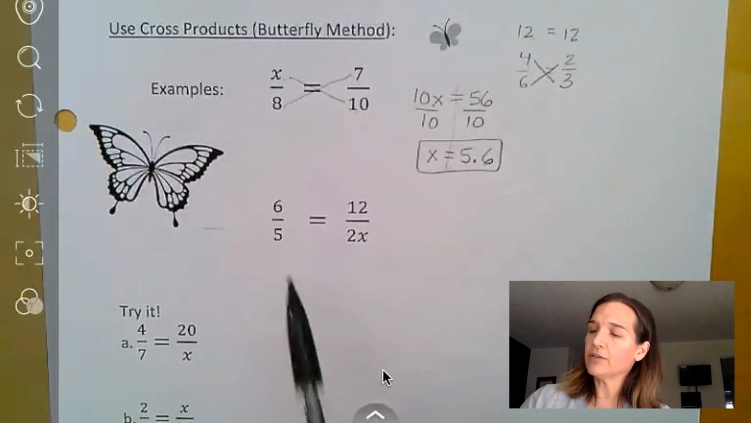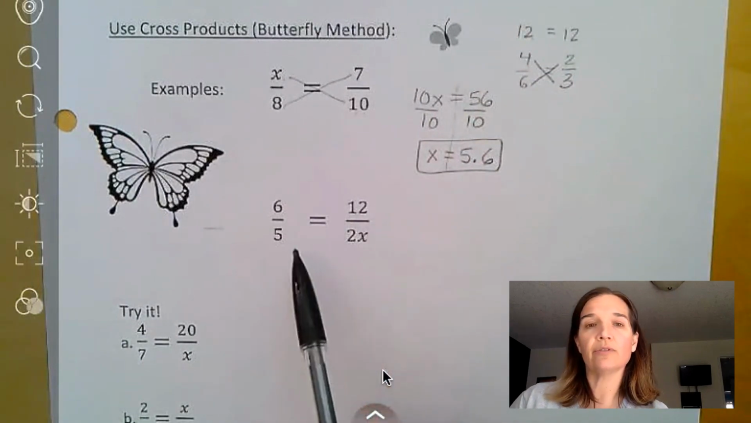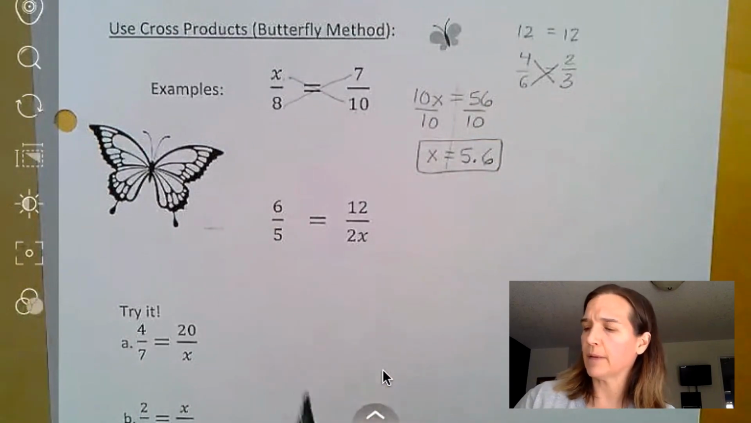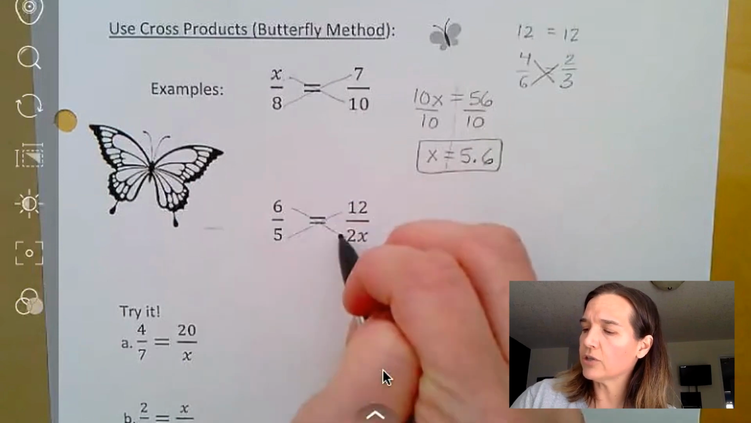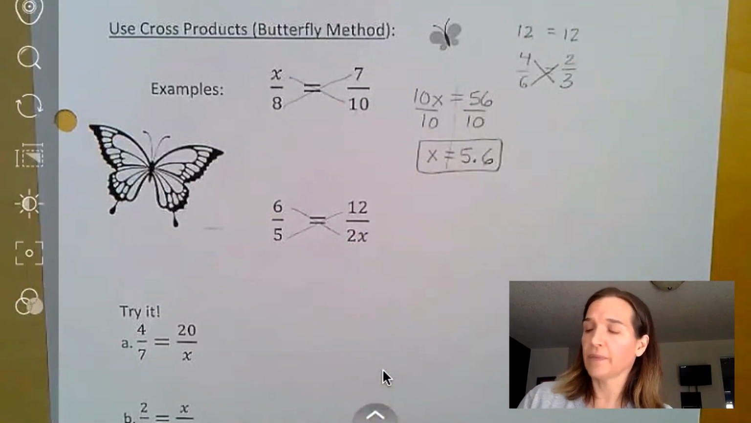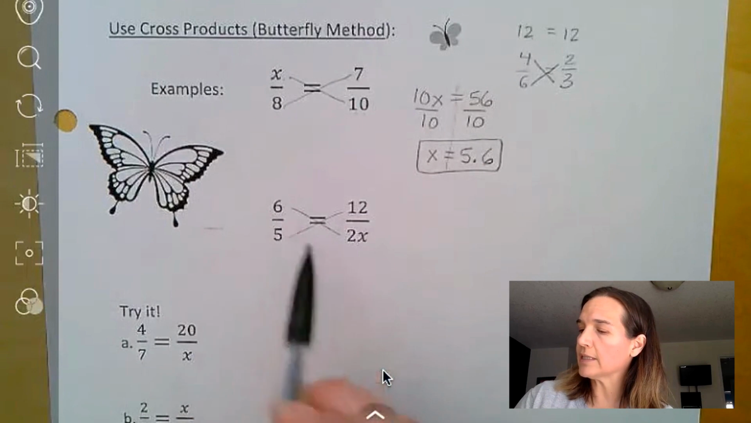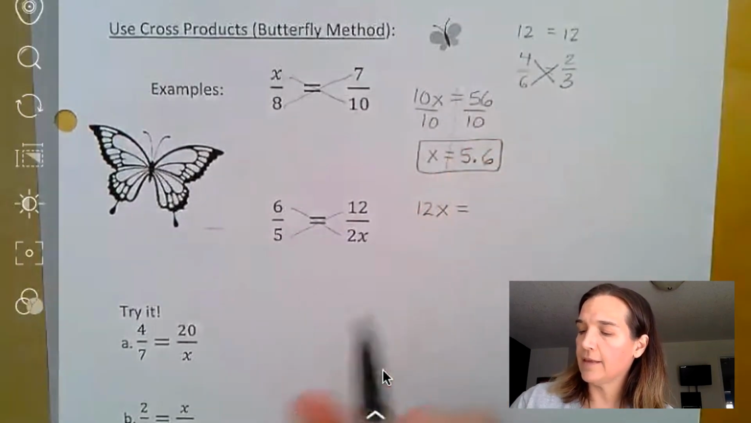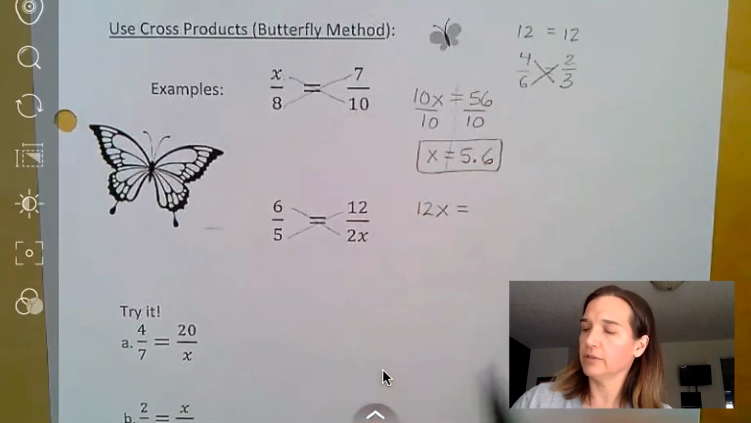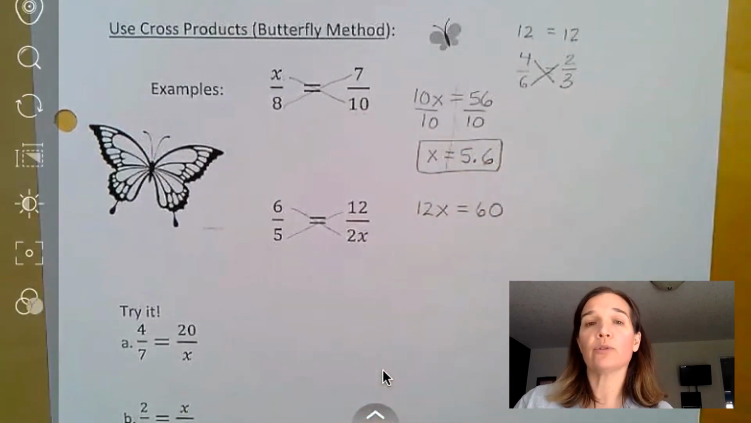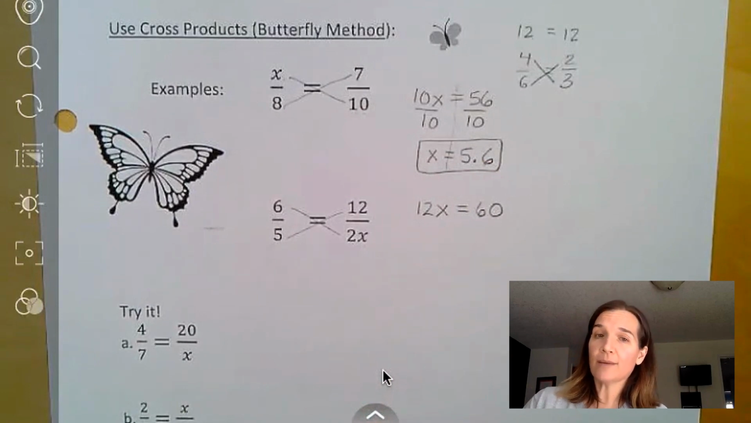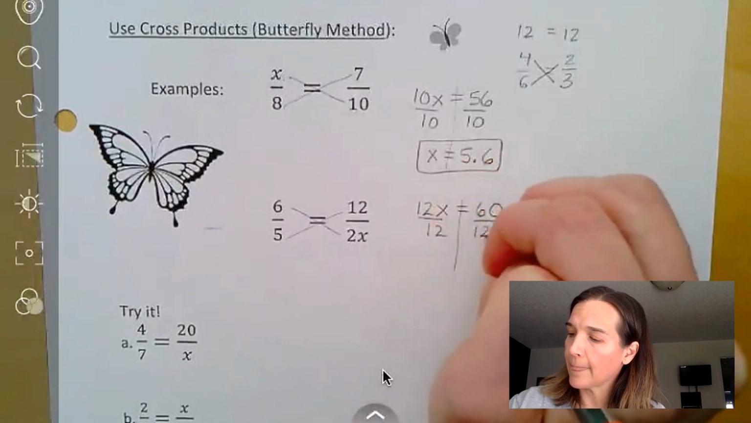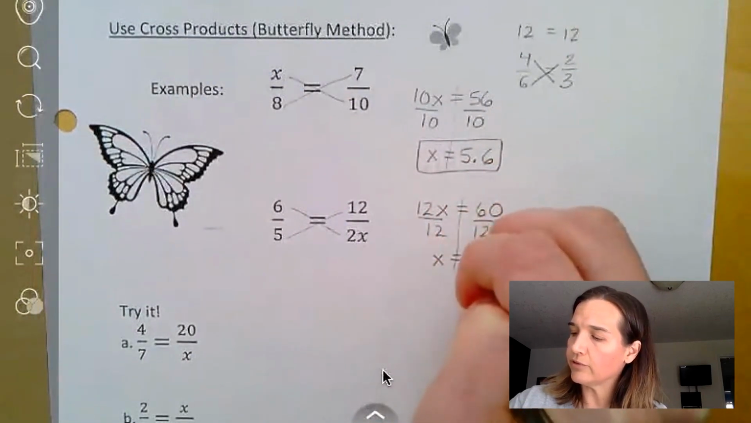We're going to do the same thing here. This one, we can use equivalent fractions, but maybe it's kind of confusing. You see this 2x over here and you think, I'm not sure what to do. If you're not sure, cross products always works. I like the one with the x first. I'm going to do 6 times 2x, that's 12x. And then 5 times 12, that's 60. So I'm left with 12x equals 60. One-step equation, we're going to divide both sides by 12, and we get x is equal to 5.